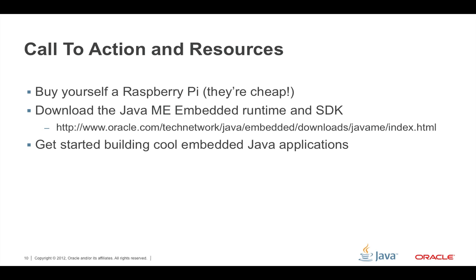Now that we've seen Java ME Embedded running on the Raspberry Pi and controlling some of the GPIO pins, what should you do next? Well, the first thing is, if you haven't already got a Raspberry Pi, go out and buy one. They're cheap. Next, you need to download the Java ME Embedded Runtime and the SDK. You can do that from the address that's shown here. Once you've got that, you can install it on your Raspberry Pi. You can integrate the Java ME Embedded SDK with your favourite IDE, whether it's NetBeans or Eclipse, and then you can start building some Java applications of your own.